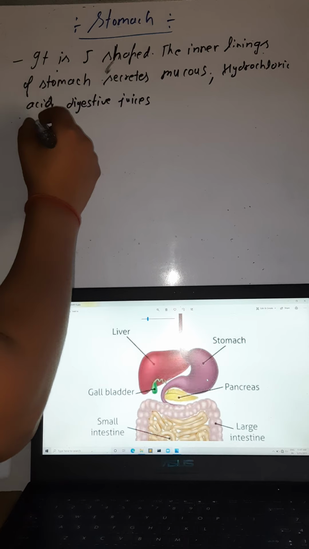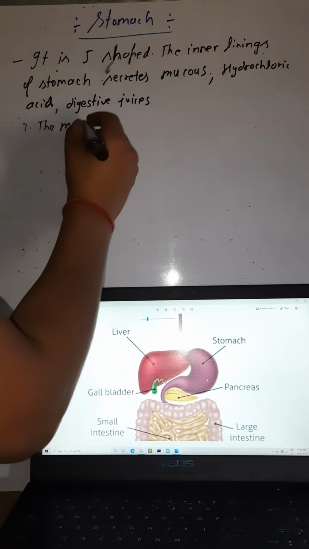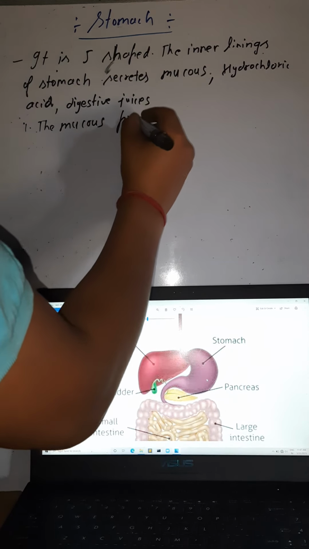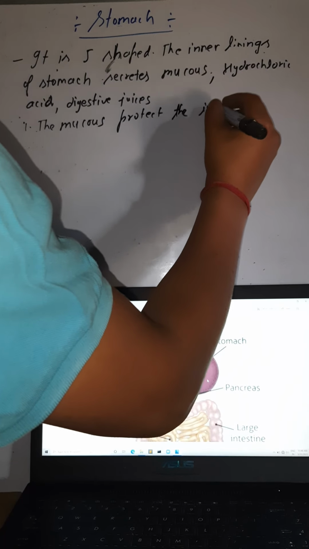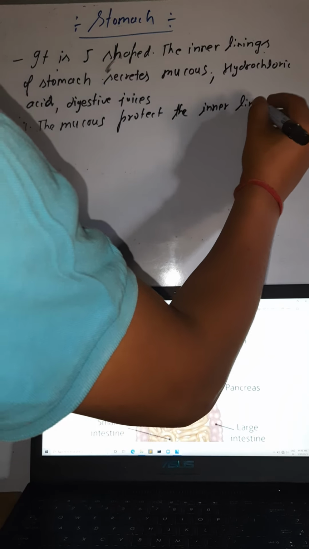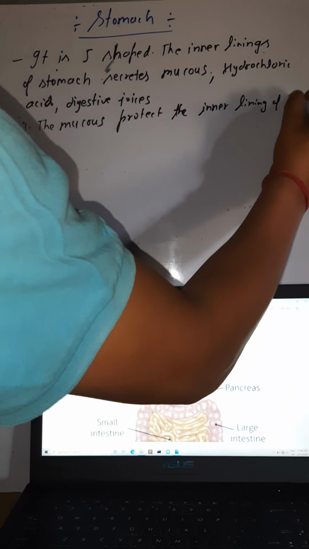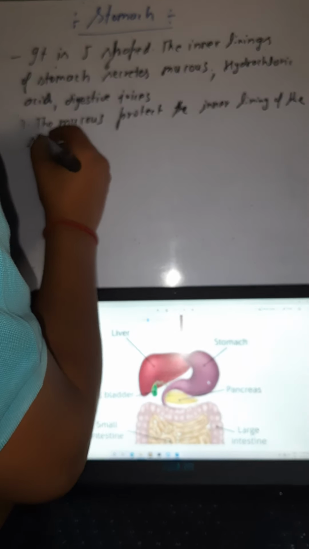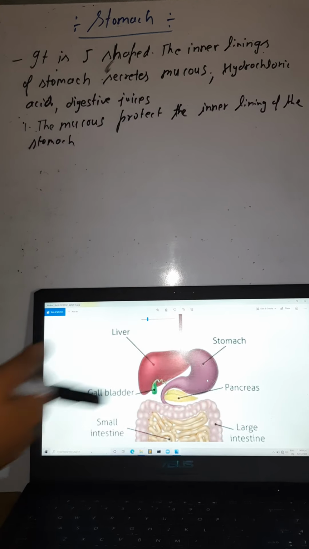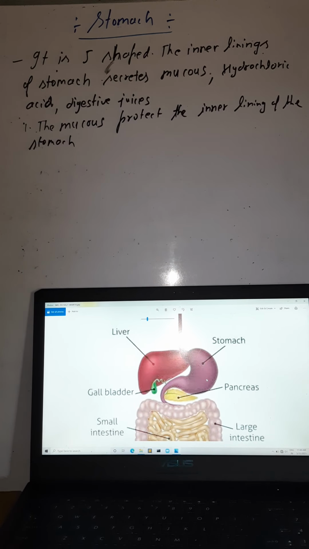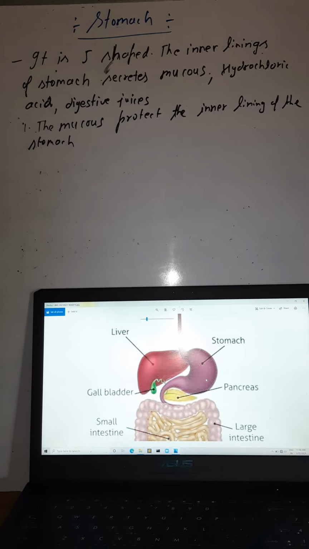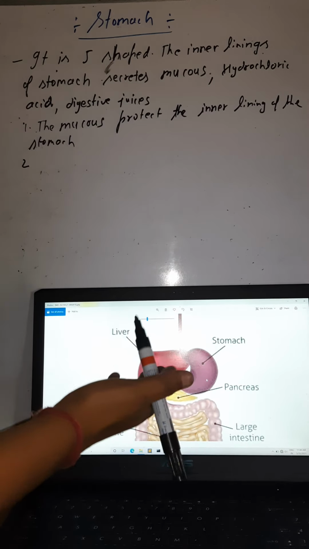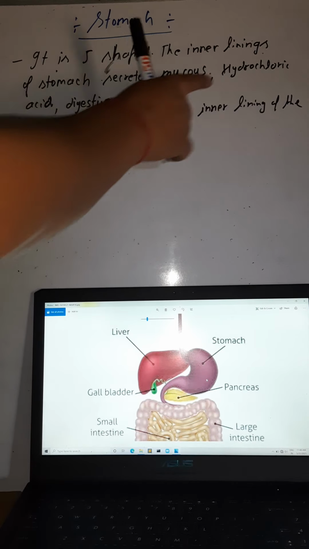Okay, here I'm writing the mucus protects the inner lining of the stomach. The inner lining of the stomach is being protected by the mucus, which is again secreted by the stomach. Okay, and at the same time, the inner lining of the stomach secretes hydrochloric acid.